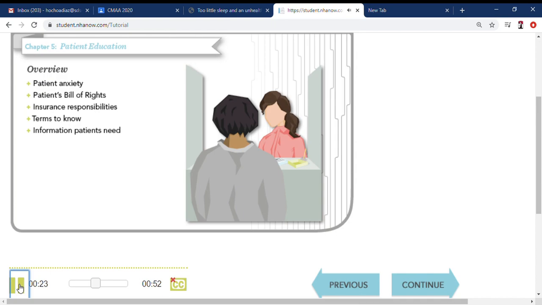These rights are in a list referred to as the Patient's Bill of Rights. This chapter explains the different elements of this important document. With rights come responsibilities. For patients, this includes meeting insurance responsibilities. This chapter also goes over what insurance terms patients need to understand to meet their obligations. The chapter ends with information patients need when preparing for a medical procedure.